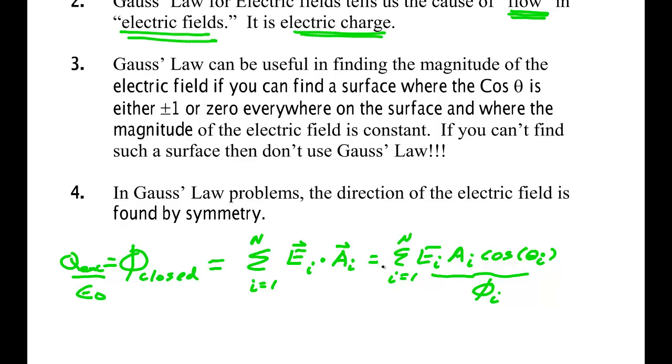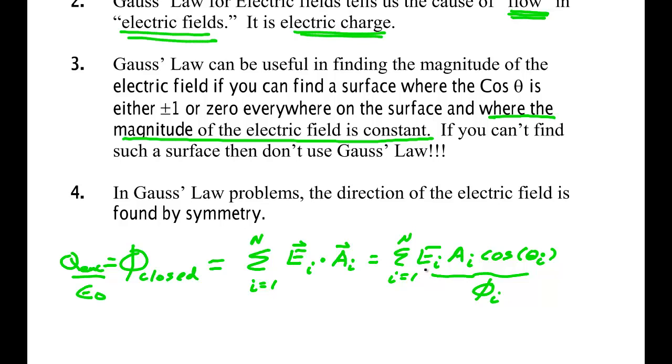So one thing I need is that the electric field's magnitude needs to be constant everywhere. So I need to find places where the magnitude of the electric field is constant. I've also got this cosine, and that's going to be a problem. I need that cosine to be 1, -1, or 0. If it's 1, then I can pull that out. If it's -1, I can pull it out. If it's 0, it falls out. All I'm going to end up having is the sum of A. Well, that's just the area of the surface.